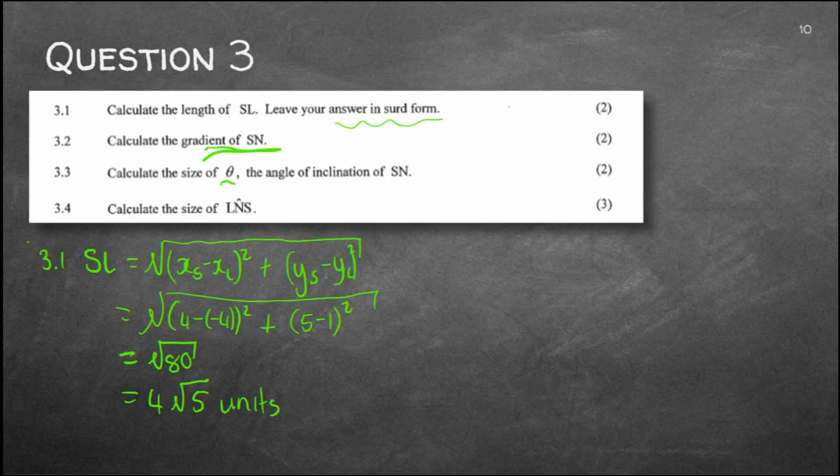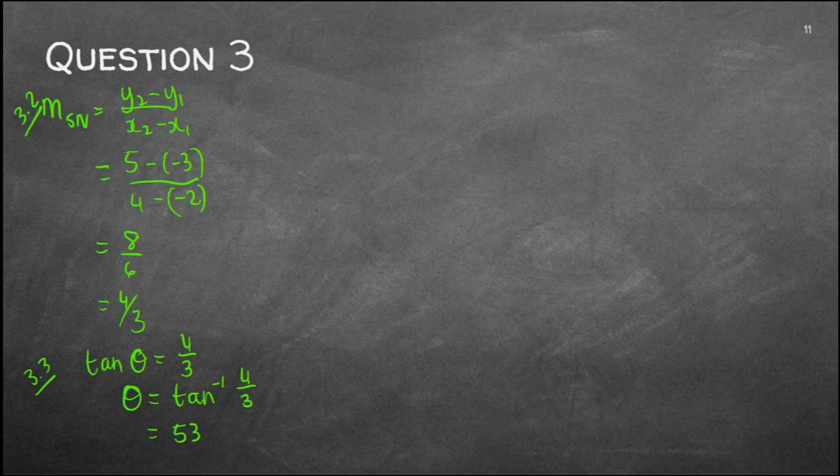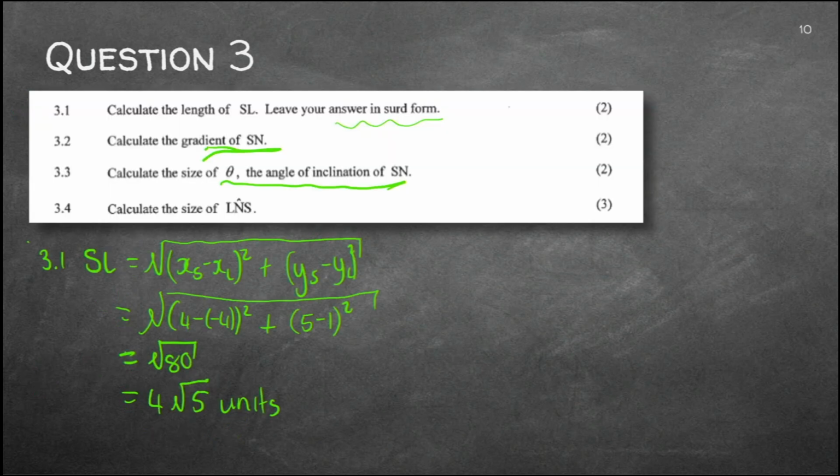Let's look at the next question. Calculate the size of theta, the angle of inclination. Okay, we already got the gradient, so no worries. Let's quickly go for it. So for 3.3, I would just say that tan of theta is equal to 4 over 3. So theta would be, on the calculator, shift tan of 4 over 3. So you get 53,13 degrees.